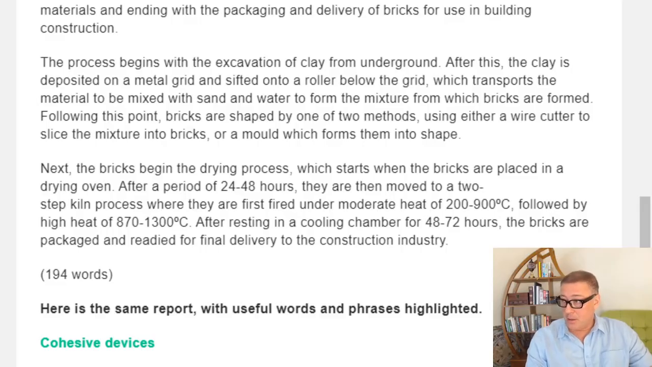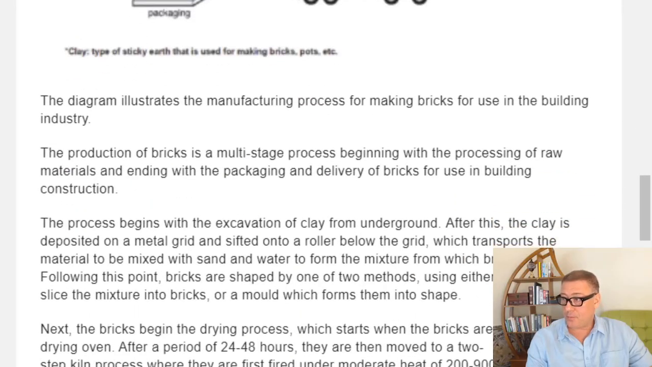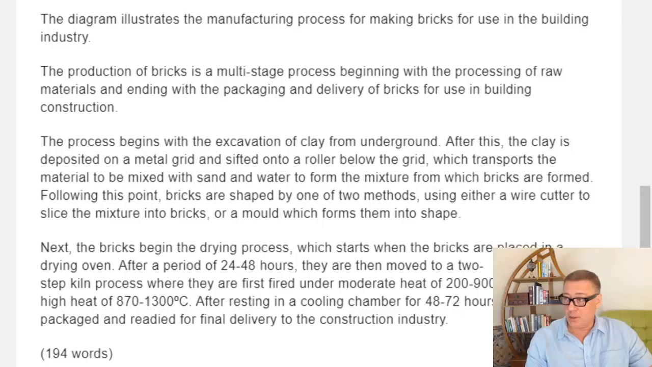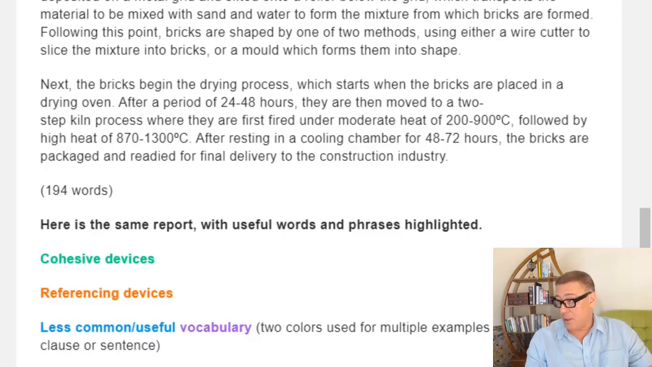So second paragraph, we start here with the drying oven. That's as logical a place as any to begin. Next, the bricks begin the drying process, which starts when the bricks are placed in a drying oven. After a period of 24 to 48 hours, they are then moved to a two-step kiln process where they are first fired under moderate heat, followed by high heat of 870 to 1300 degrees. After resting in a cooling chamber for 48 to 72 hours, the bricks are packaged and readied for final delivery to the construction industry. So there's a complete description.